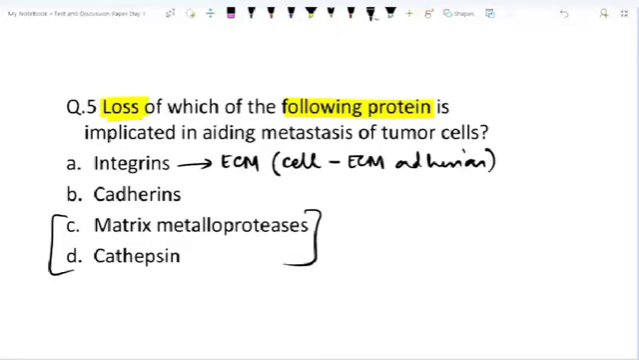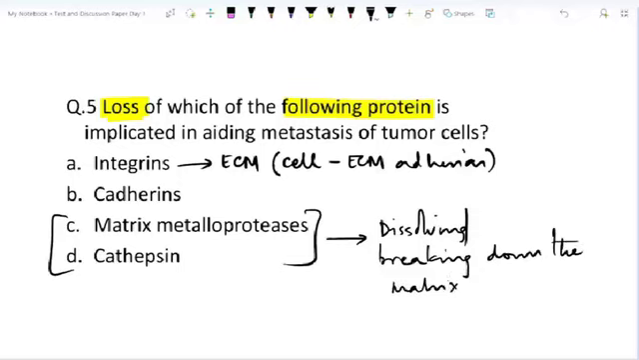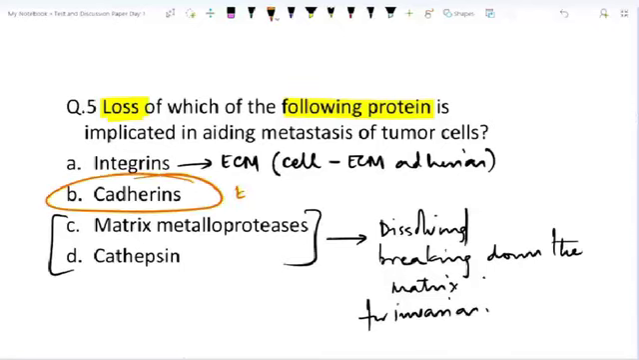These two here help in dissolving or breaking down your matrix. They help in breaking down the matrix in order to infiltrate and aid invasion. And here is a very important protein, that is cadherins. We have two kinds of cadherins, E-cadherin and N-cadherin. E-cadherin is the one we have to remember. E-cadherin is coded by a gene called CDH1.